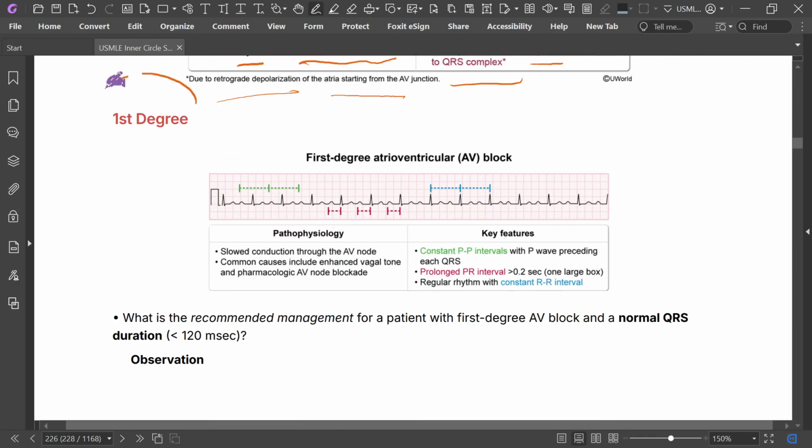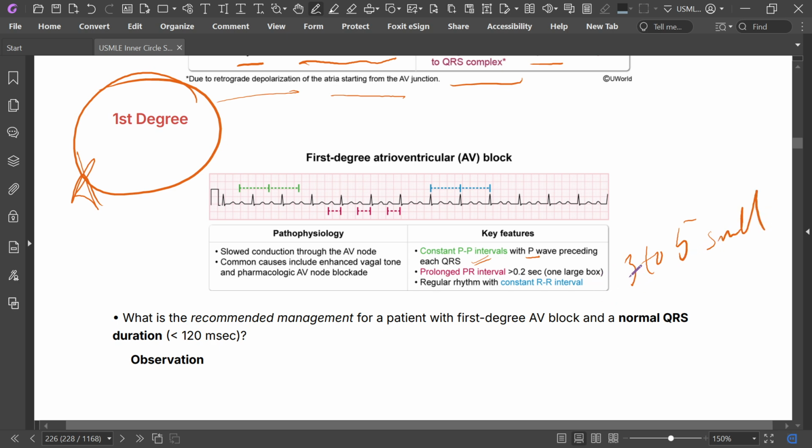Now, first degree AV block. We know that in first degree AV block the PR is prolonged, with constant PR prolongation, with a P wave and QRS complex. PR is prolonged more than 0.2 second, one large box, or 3 to 5 small squares, with a regular rhythm and constant RR interval.